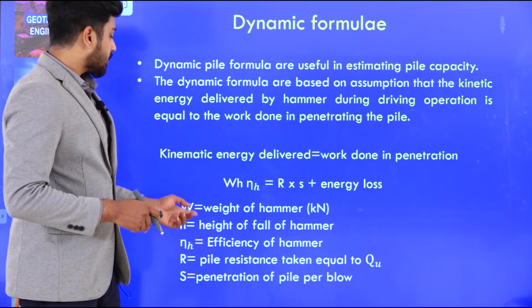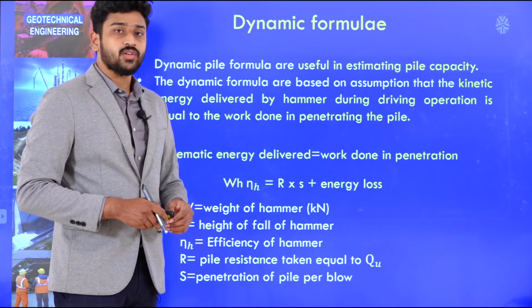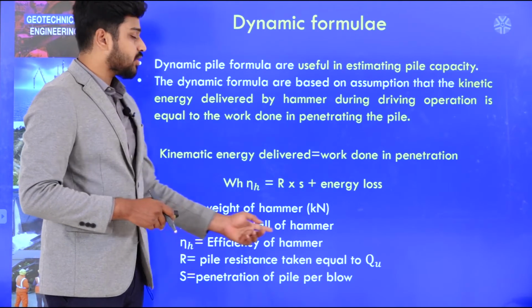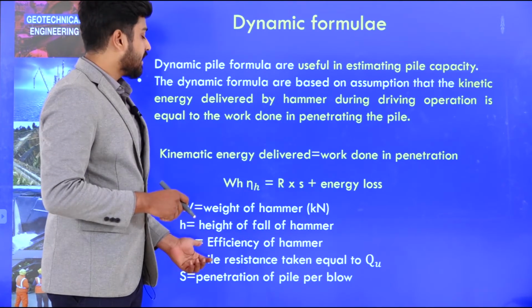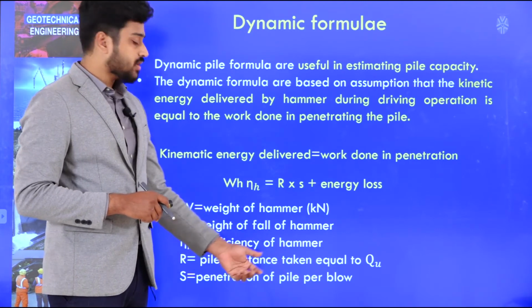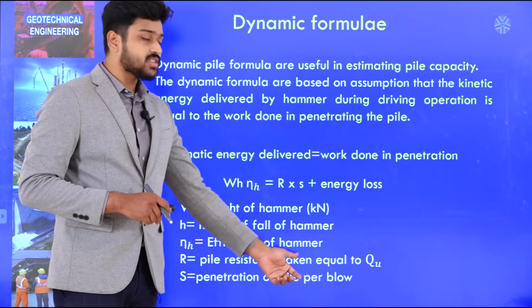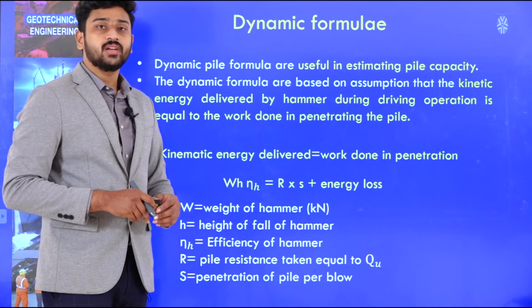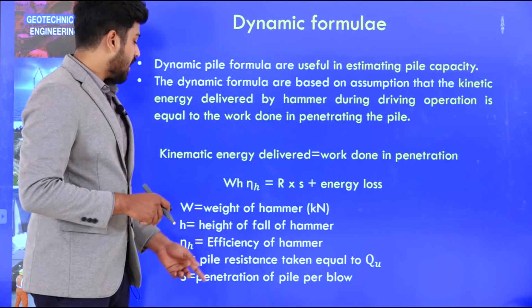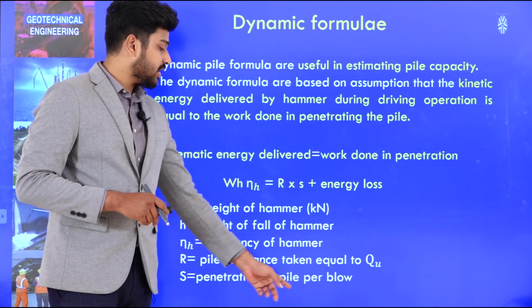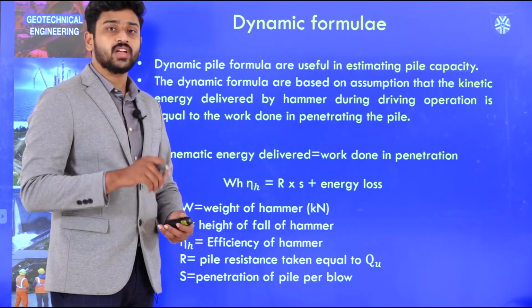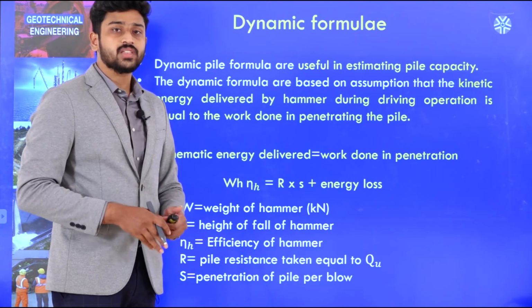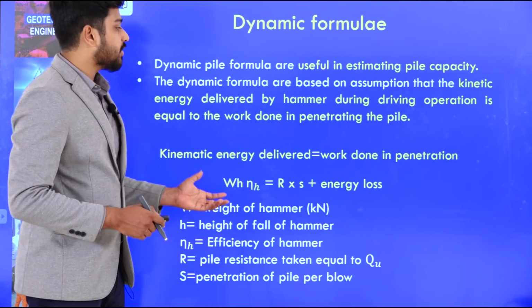Here W is the weight of the hammer in kilonewton and H is the height of fall of the hammer and eta H is the efficiency of the hammer, and R is the pile resistance taken generally equal to QU, that is the ultimate bearing capacity, and finally S is the penetration of the pile per blow, that means for an individual blow what is the penetration that is occurring. So, this is the dynamic formula.